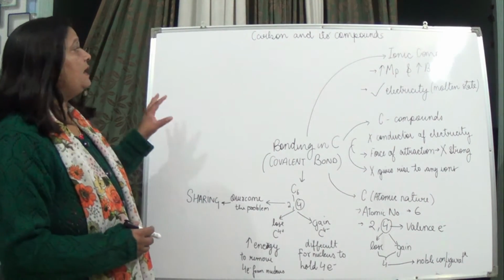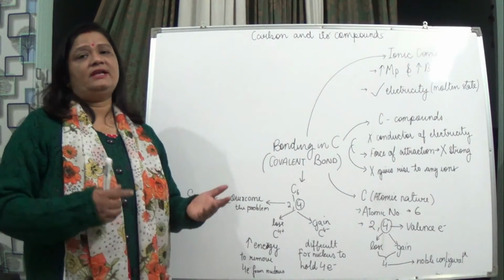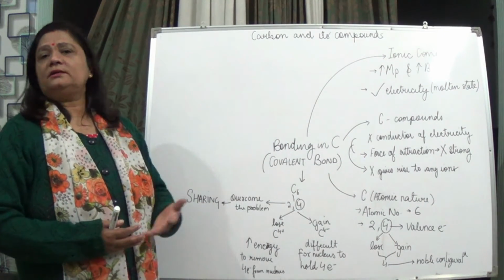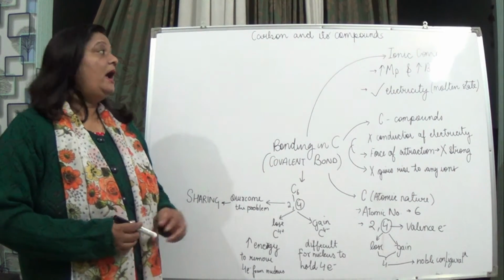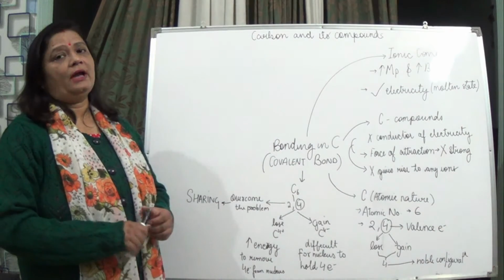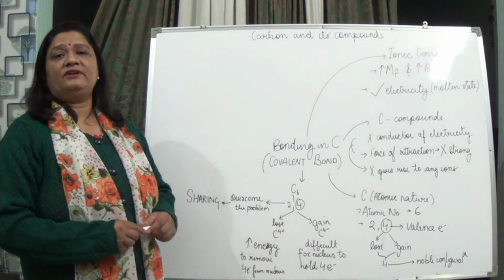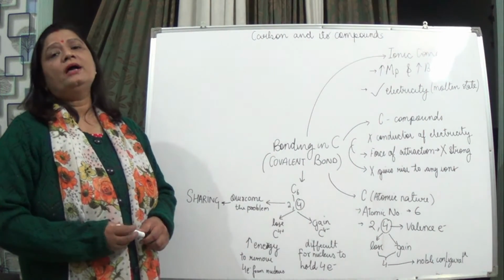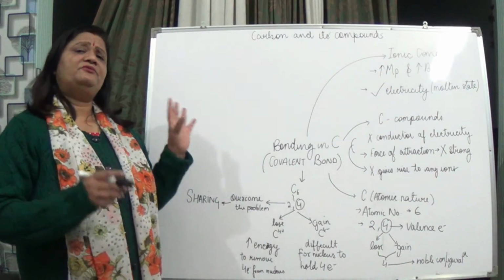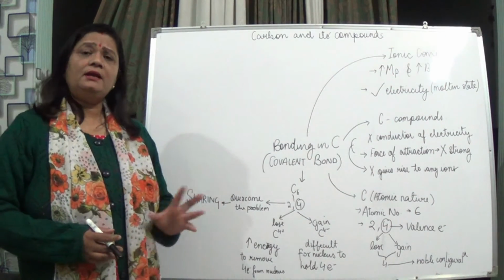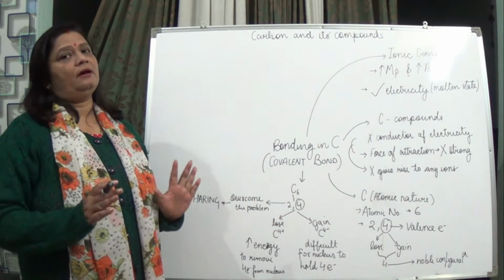When we talk about carbon in nature, it is found in the free state as well as the combined state. In the earth's crust, how much carbon do we get? 0.02%. And in the atmosphere, it is present in the form of carbon dioxide, and how much is it? 0.03%. So carbon is a very important element, but in our environment and on earth, it is present in very small amounts.